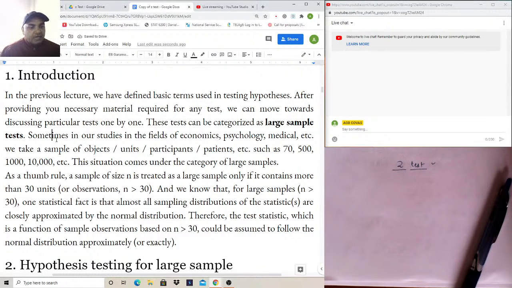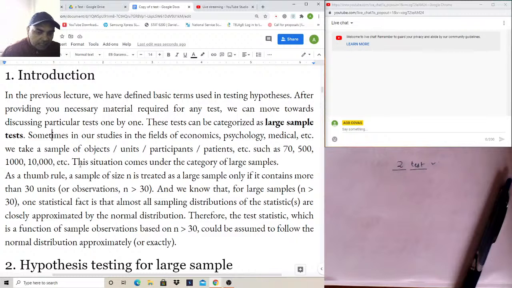Sometimes in our studies, whether in economics, psychology, medicine, or veterinary science, we take a sample of objects, units, participants, or patients, and they may constitute around 70 observations, or 500, or 1000, or sometimes 10,000 participants. This situation comes under the category of large samples, whether they are 70, 500, 1000, or 10,000.